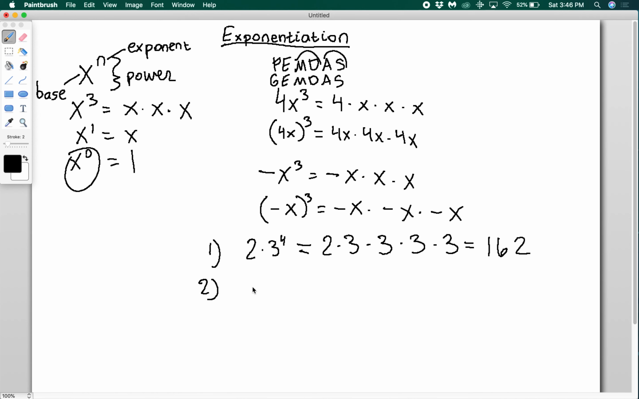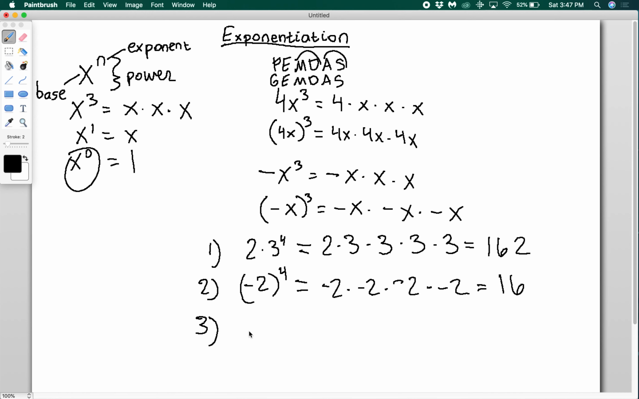Here's another one to try. Again, pause the video if you want to try it yourself. This is going to give us negative 2 times negative 2 times negative 2 times negative 2, because again, the negative is inside the exponent. So this is going to give me positive 16, since I have a negative times itself 4 times, an even number of times.